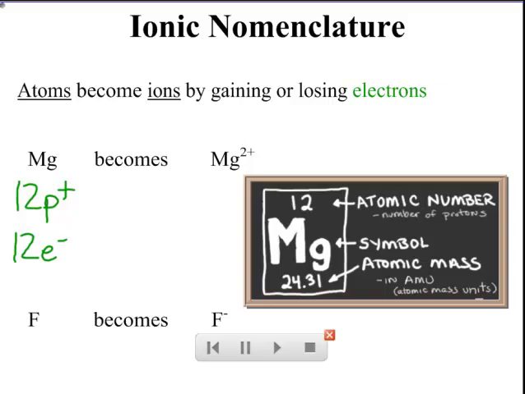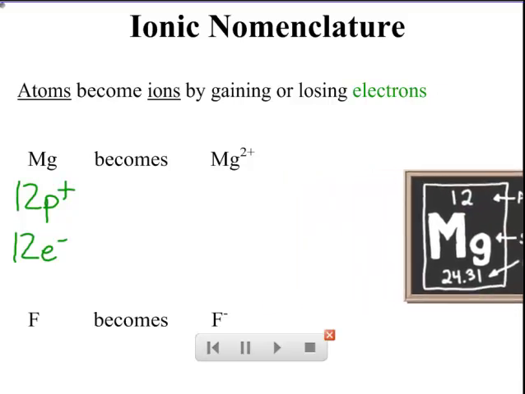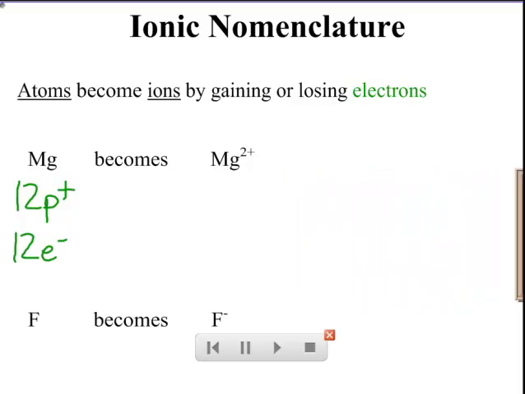As a reminder, what is it that makes a particle magnesium at all? It's the number of protons, which is the atomic number. That number cannot change, or it's no longer magnesium. So magnesium can't gain or lose protons. Like it says above, atoms become ions by gaining or losing electrons. So Mg can gain or lose negative electrons.